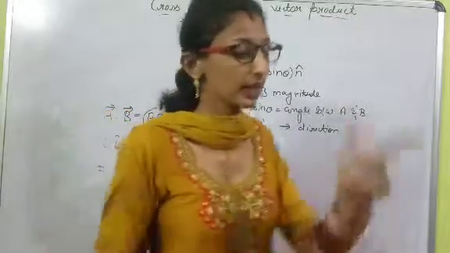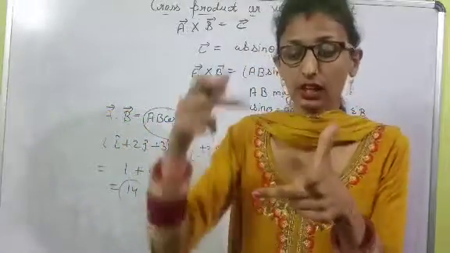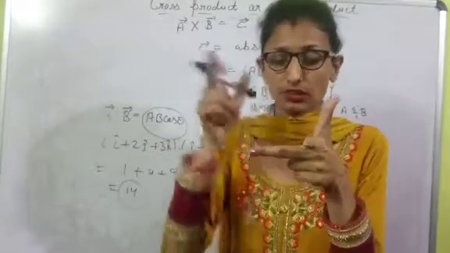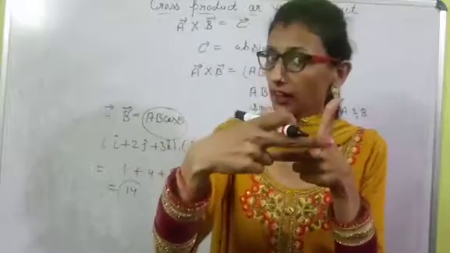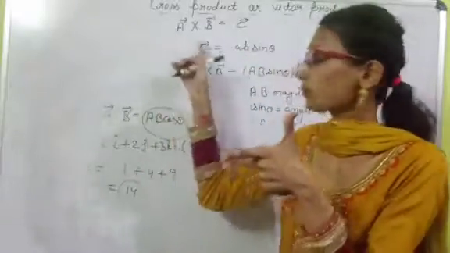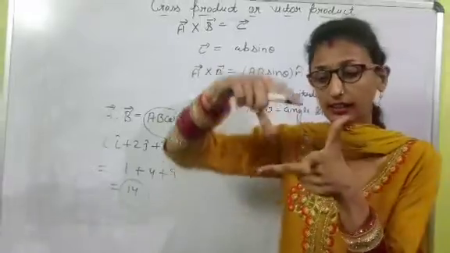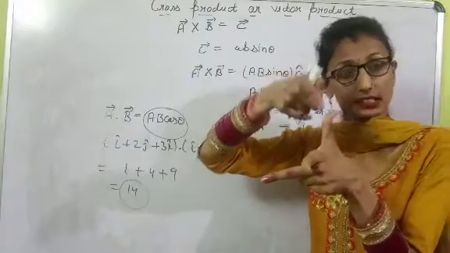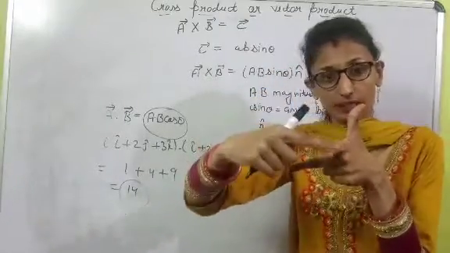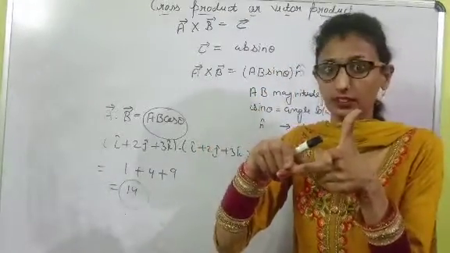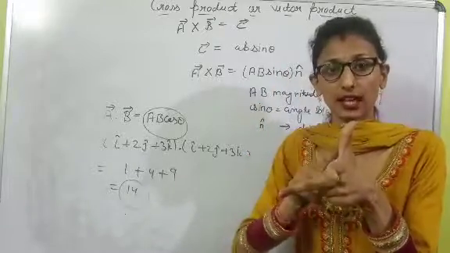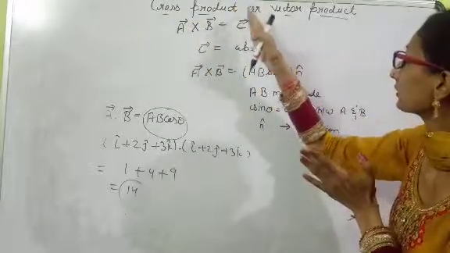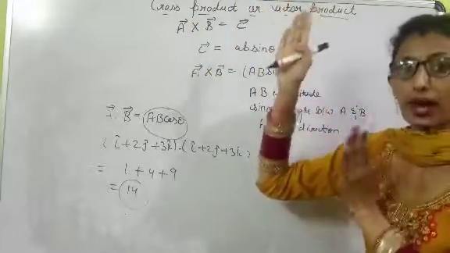For example, take three vectors, like our fingers mutually perpendicular to each other. Suppose this is our a vector and this is our b vector. When we take the cross product of a and b, it gives the third vector, the c vector, and this c vector is perpendicular to the a vector as well as the b vector. It has a magnitude as well as a direction. So the cross product is also known as a vector product.